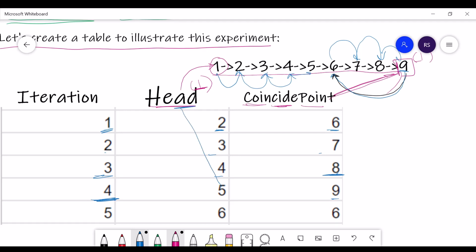So now head is pointing at the node 5, and the coincide point is pointing again at the node 9. In the fifth iteration, head will jump to the sixth node and the coincide point will also jump from 9 to 6, as you see here, and we got our result.